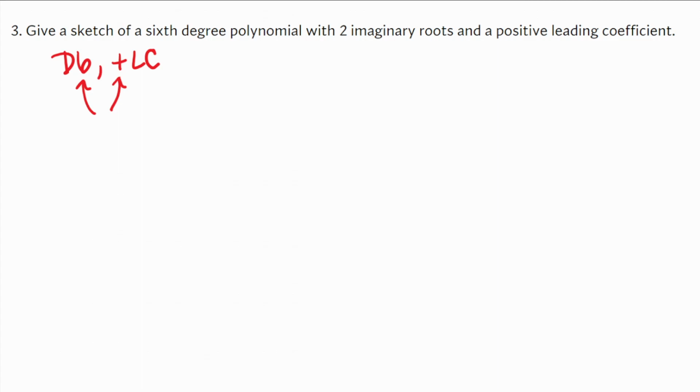And then if it's got 2 imaginary roots, but it's degree 6, that means it's got to have 4 real roots. So, maybe you should try this yourself. Try to draw one of these that's got 4 real roots, 4 x-intercepts, and fits the bill. There's a variety of right answers. Okay, so just try it yourself. Pause the video and check against mine. It's going to pop up here in a second.